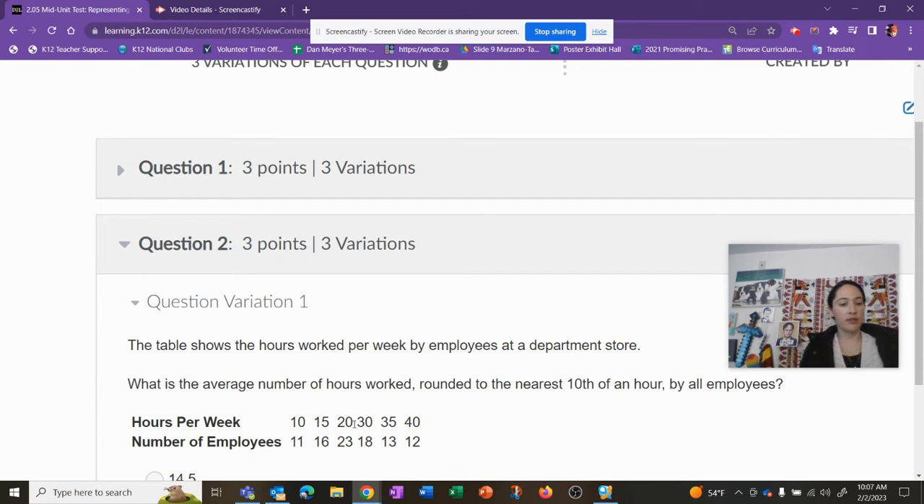So what we're going to do is use the frequency table method, where I do, hey, 11 employees worked 10 hours a week, so that's 11 times 10. So I'm going to try it. Definitely check it. You're going to have different numbers. So 11 times 10 plus 16 times 15 plus 20 times 23 plus 30 times 18 plus 35.